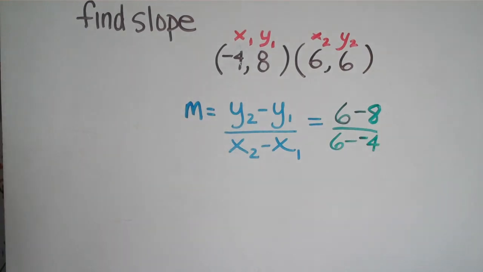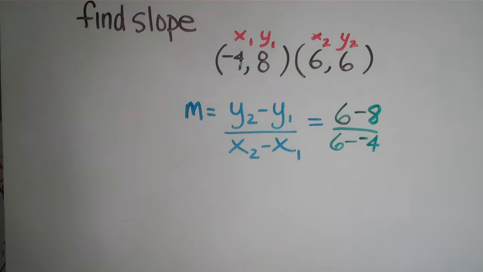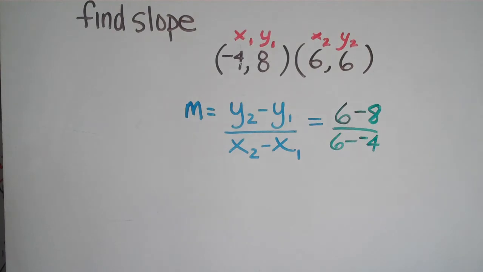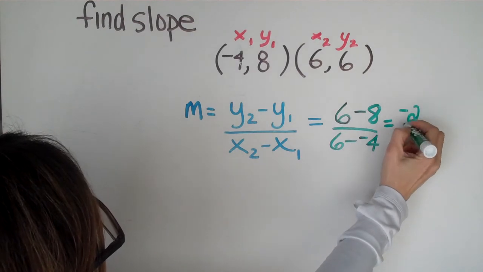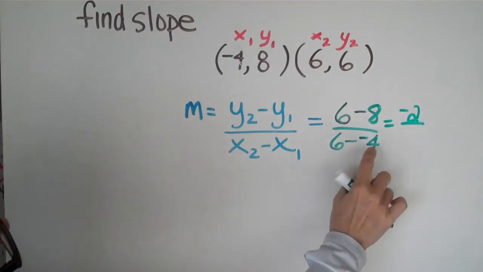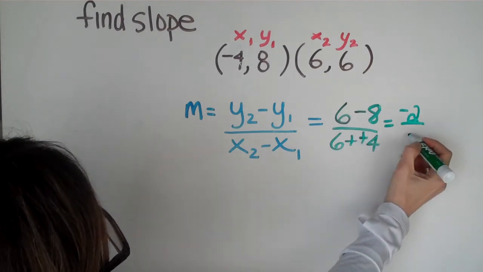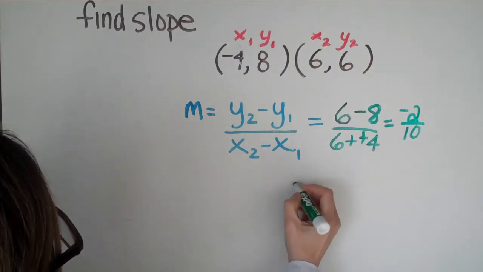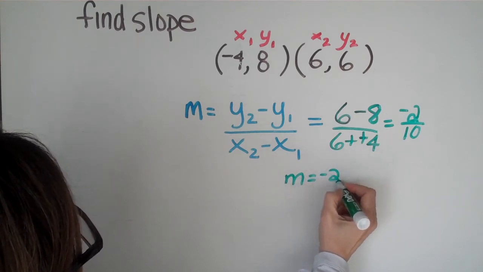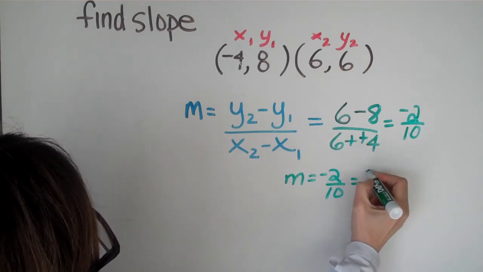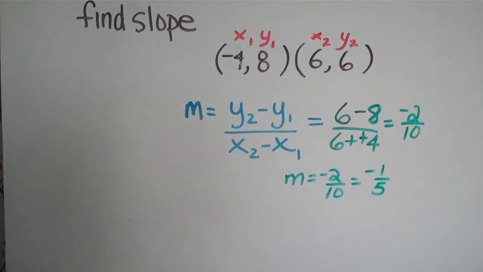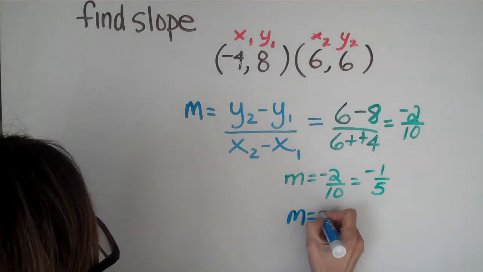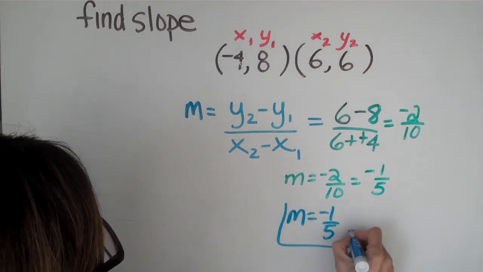Okay, so now all we have to do is solve that equation, and we have our rules that we have to keep in mind, right? So we have 6 minus 8, which is -2 on top, over 6 minus a -4. Well, we know this becomes 2 plus signs, and we get -2 over 10. So now we can simplify that. M equals -2 over 10, which is the same as -1 over 5. So our final answer is m equals -1 over 5. That is our slope.